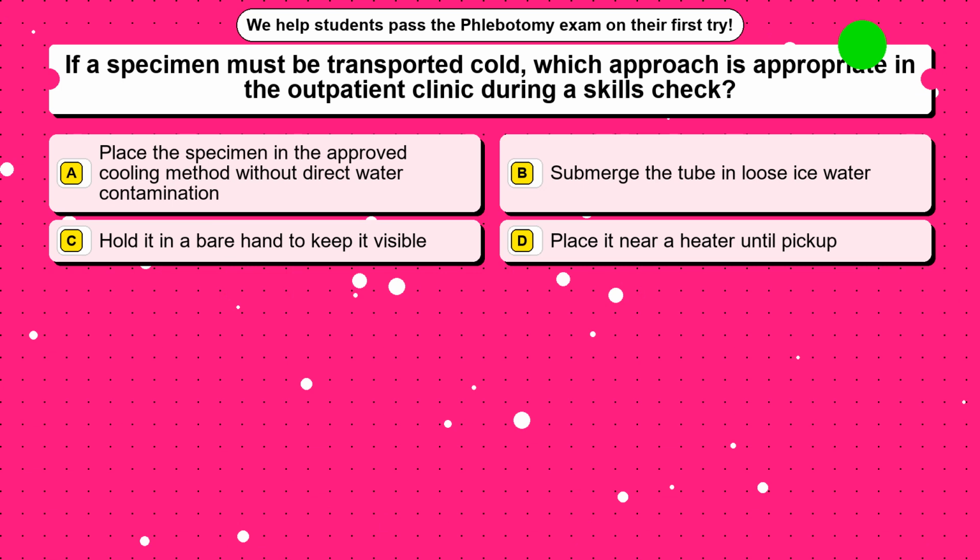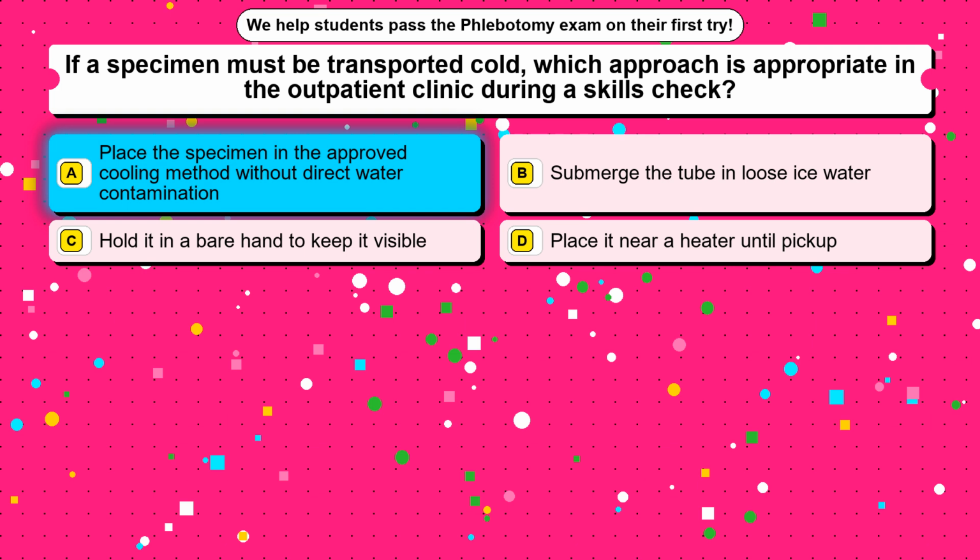Question 64. If a specimen must be transported cold, which approach is appropriate in the outpatient clinic during a skills check? Option A. place the specimen in the approved cooling method without direct water contamination. Option B. submerge the tube in loose ice water. Option C. hold it in a bare hand to keep it visible. Option D. place it near a heater until pickup. The correct answer is option A.